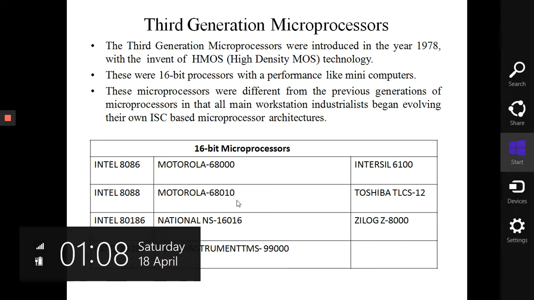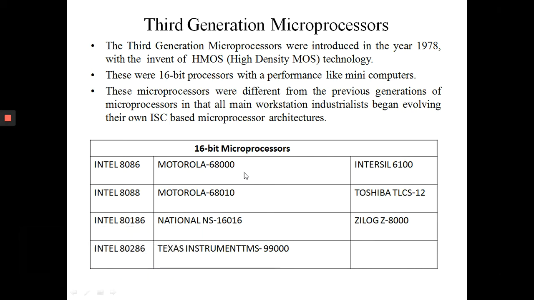The examples of 16-bit processors are Intel 8086, Intel 8088, Intel 8018, Intel 286, Motorola 68000, Motorola 68010, National NS 16016, Texas Instruments TMS 99000, 6100, Toshiba TLCS 12, Zilog Z 8000.